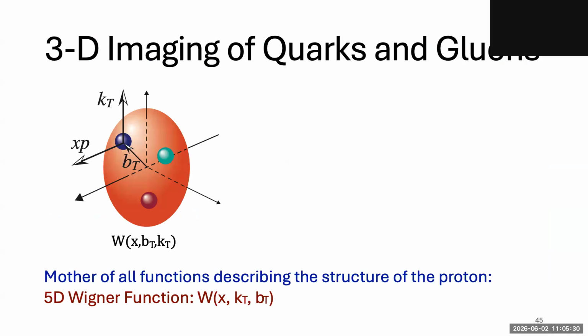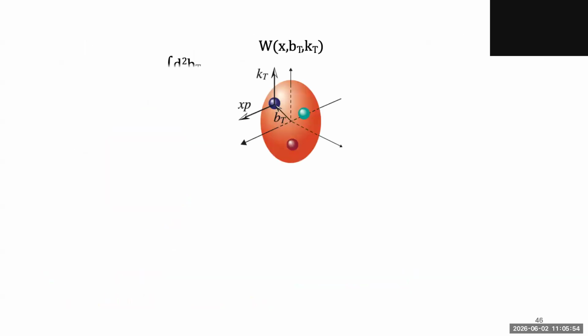about imaging, is the following, the so-called 5D Wigner functions, okay? You have different momentum fraction x, you have the momentum kT of the parton, and you have the positions of the parton. So you can, in principle, measure the Wigner function, and then you measure everything. Everything about momentum, the positions, and so on.